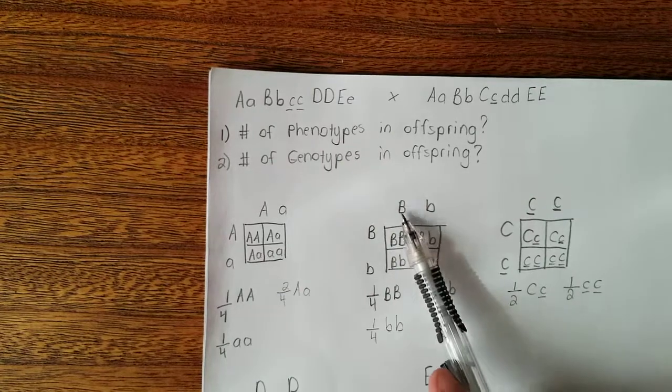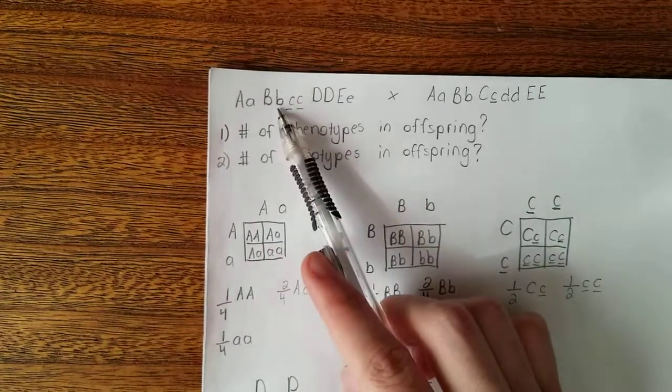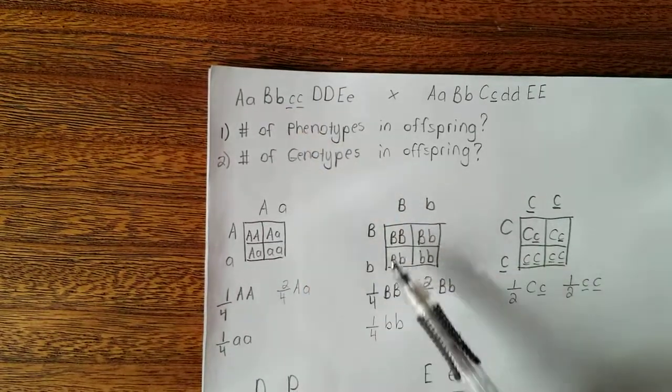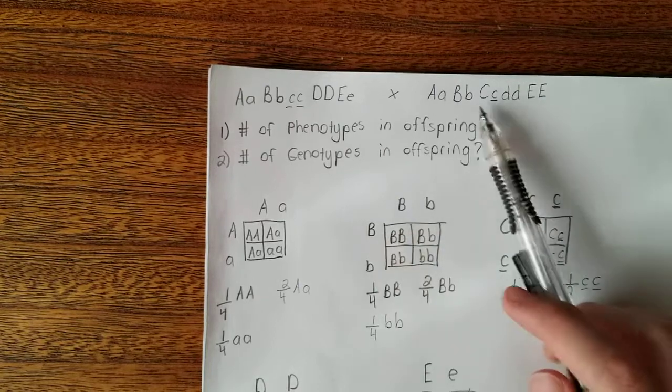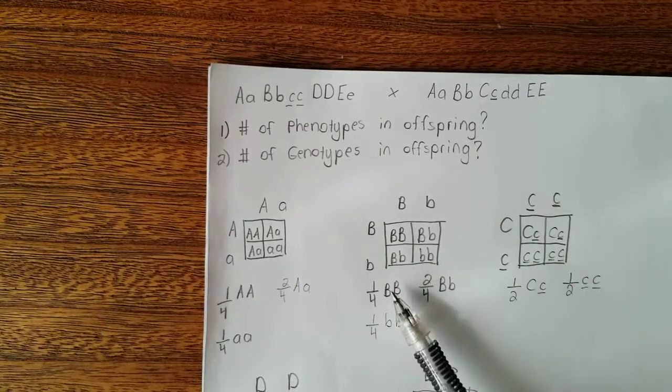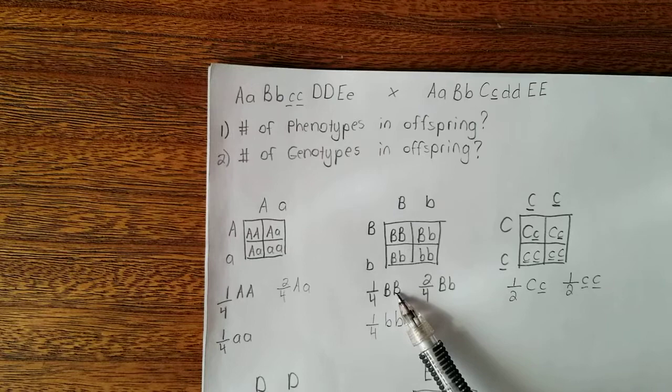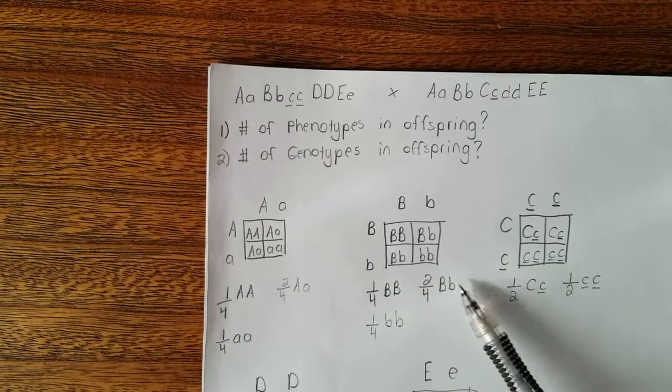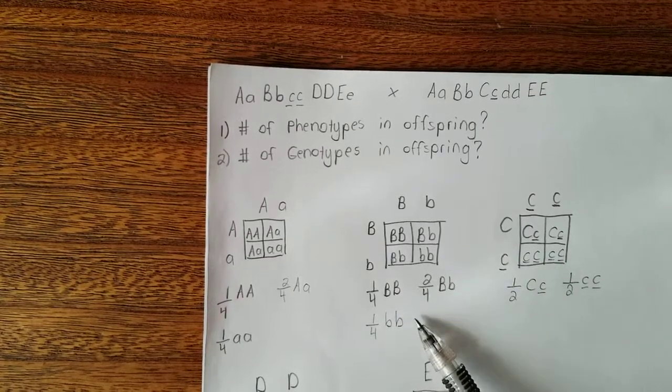And this BB comes from this parent. And this big B, little b comes from this parent. Combine them, get 1/4 big B, 2/4 big B, little b, and a 1/4 little b.